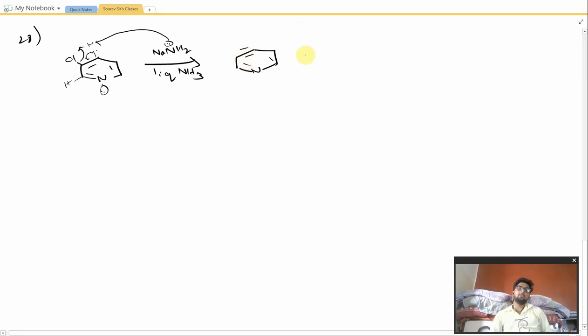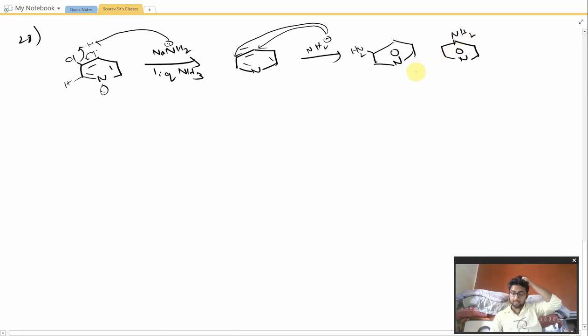Now the NH2 group would be attacking either from here or from this carbon, forming two specific compounds. Firstly this NH2, and then this NH2. So these two are the products. In the options you can see that option C is the product that we have found. So option C is the correct one.